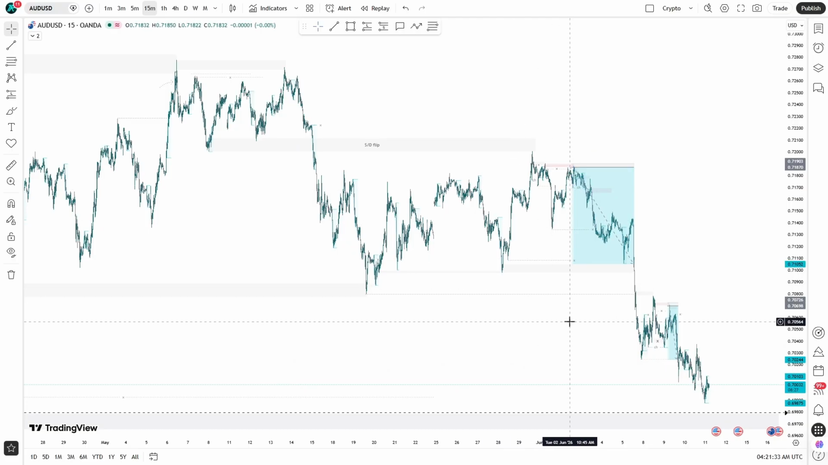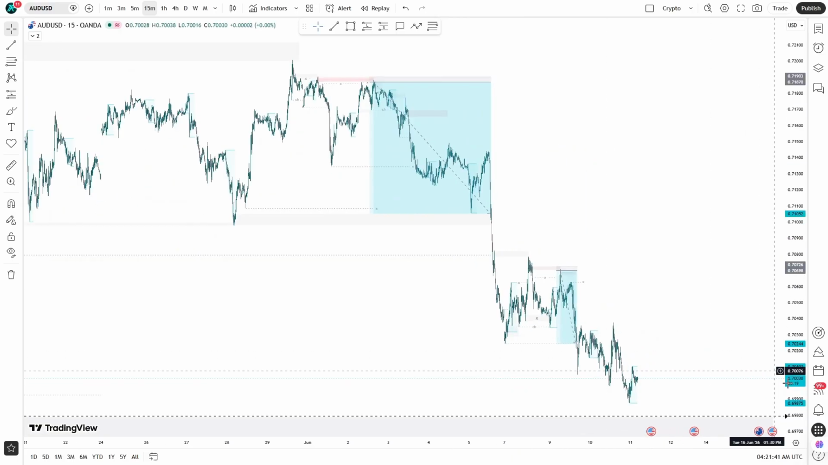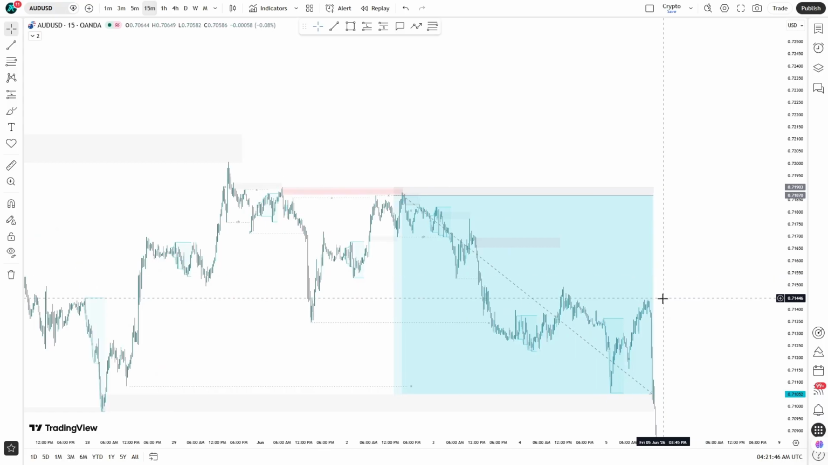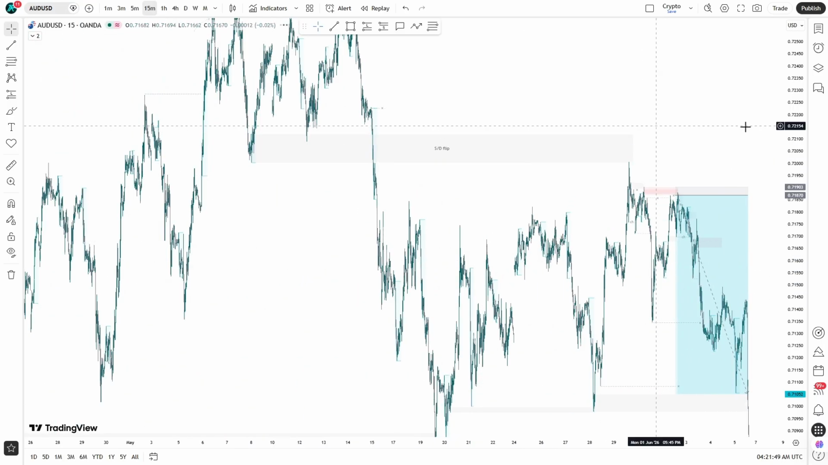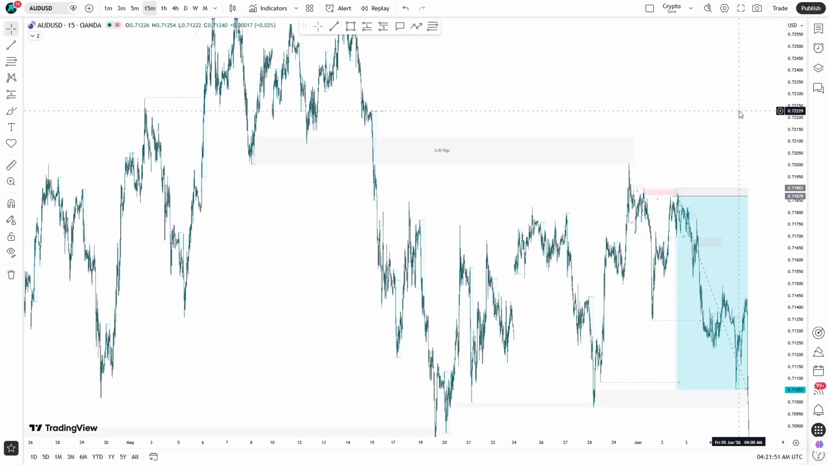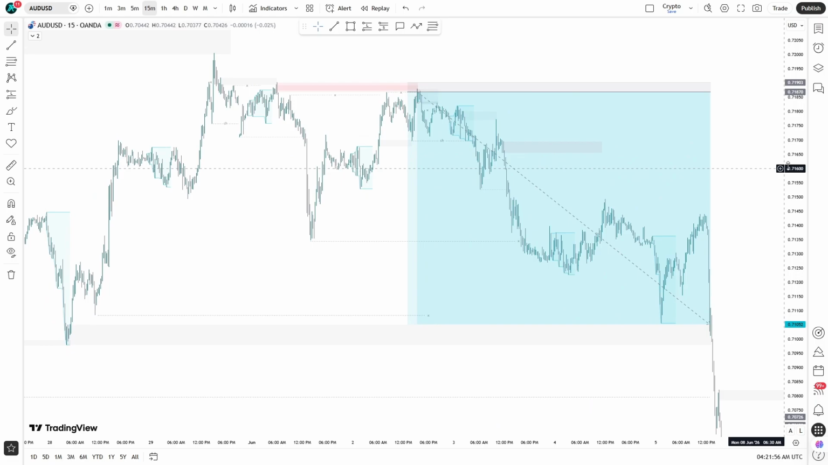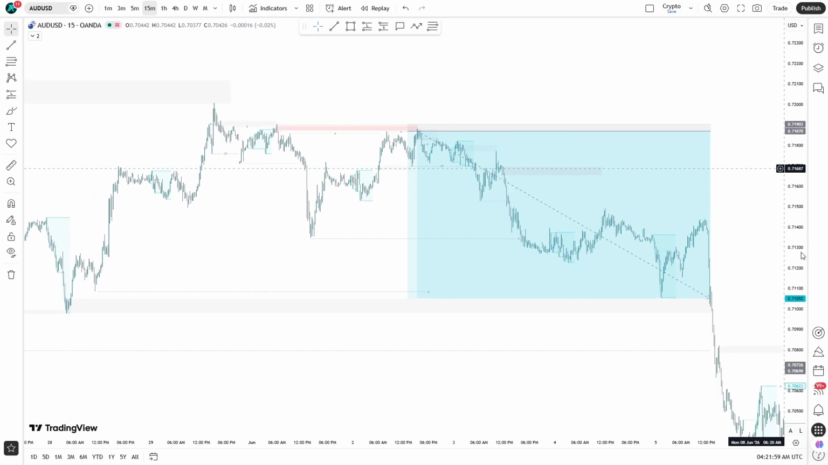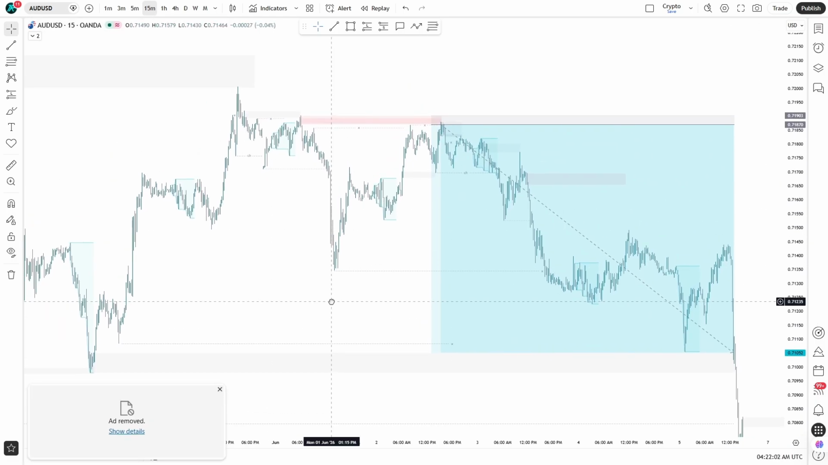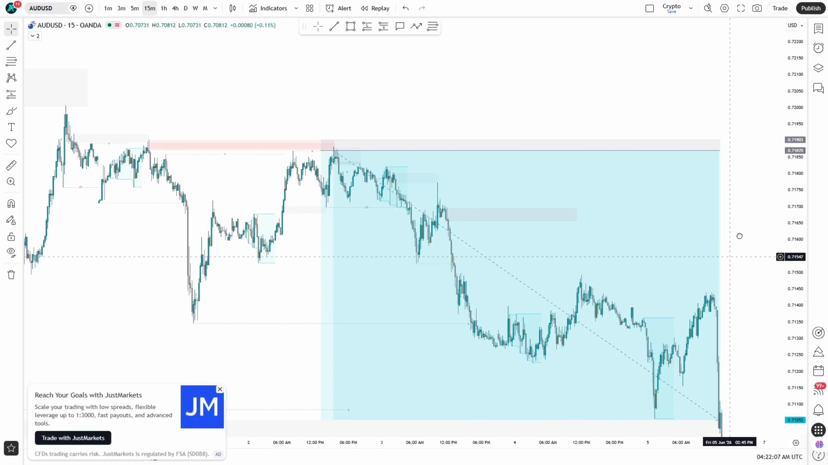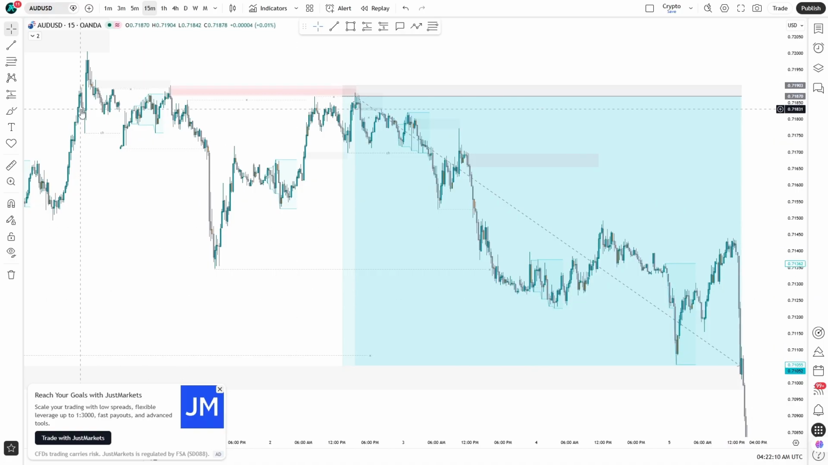Let's talk about the first trade. So after this mitigation, let me zoom in. After this demand to supply flip, market had a change of character. Now after that change of character, this is it. We had a change of character.